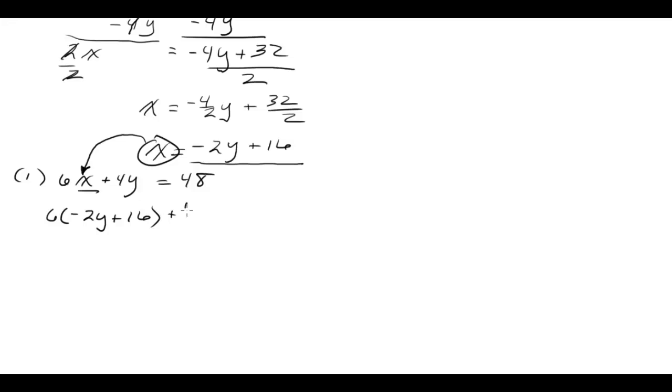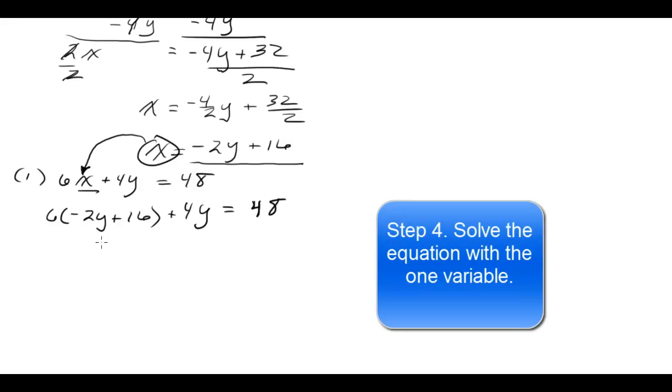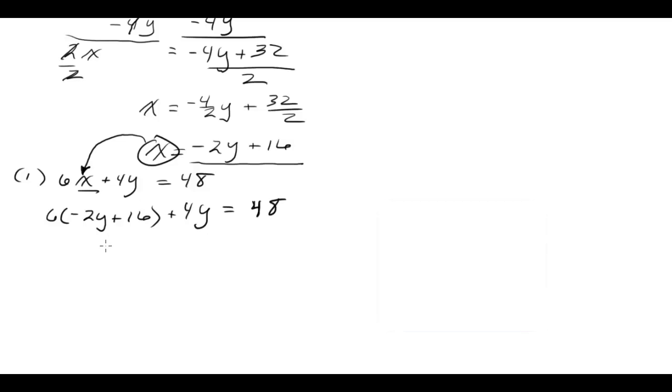And now I just copy the rest of the equation. Plus 4y equals 48. And look at this, I have one equation and one unknown. And I know from Algebra 1, if there is a solution, I can solve this. So let's solve this. We're going to distribute the 6.